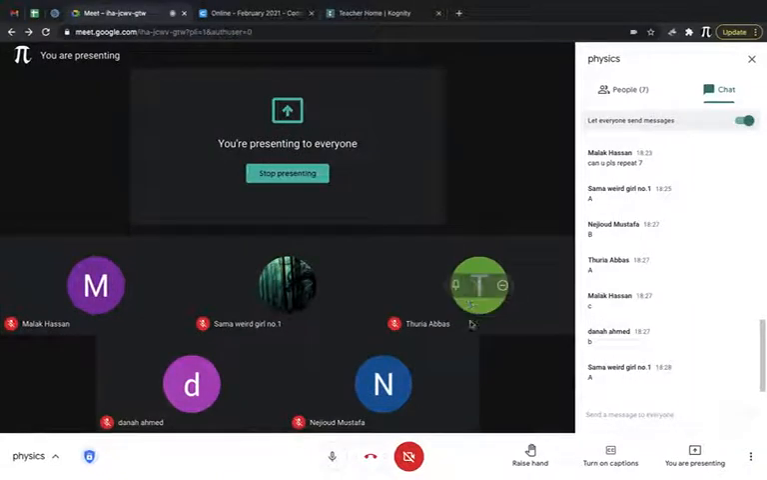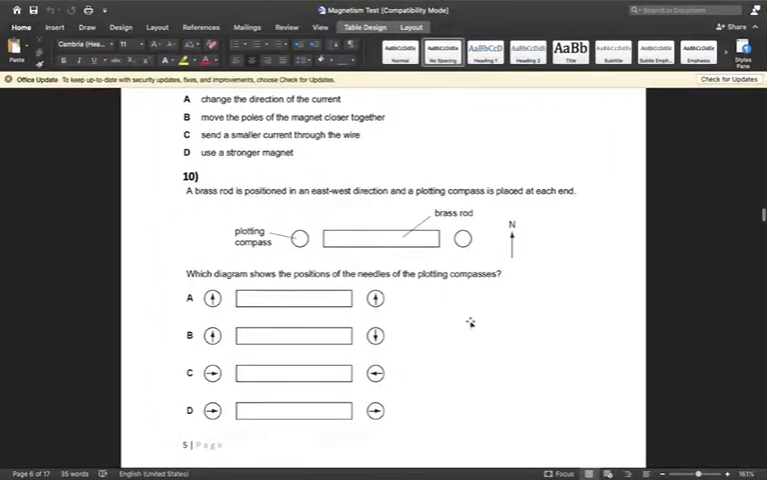Thuraya, can you hear me? Why A? I don't know if Thuraya can hear me, but the correct answer for this question is A. A is the correct answer.